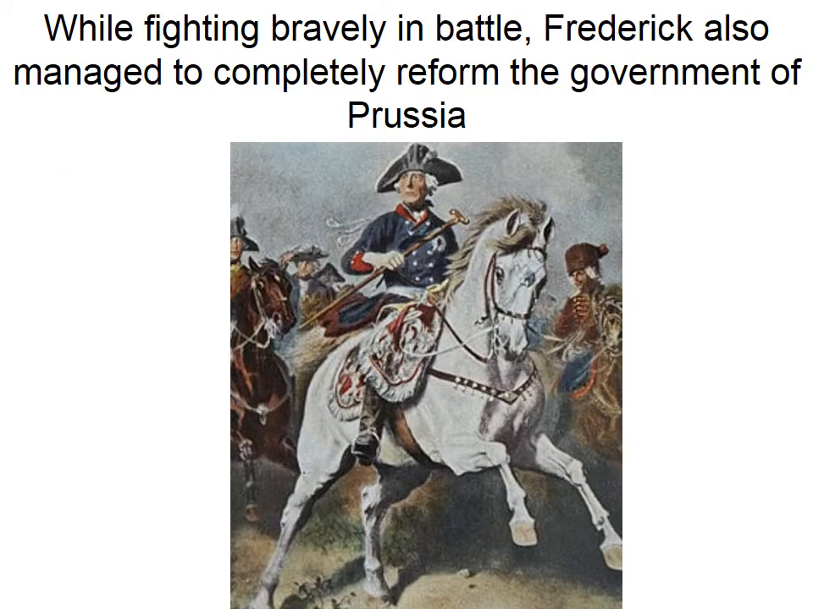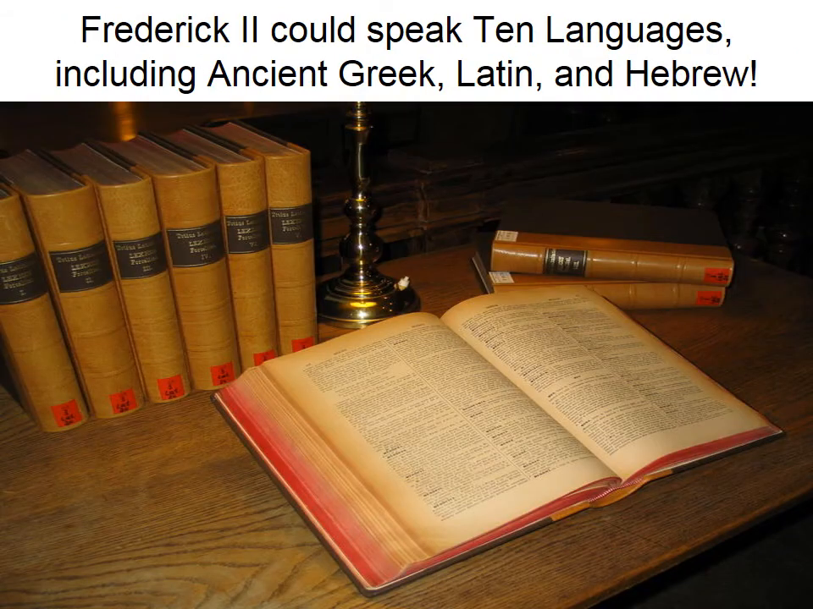While fighting bravely in battle, Frederick also was able to reform the government of Prussia. So not only was he a powerful military leader, a powerful king, but an absolute ruler at that, and an enlightened absolute ruler. He could speak 10 languages, including Greek, Latin, and Hebrew, which at this point are pretty much considered to be dead languages, so it was pretty remarkable that he could continue to speak them.